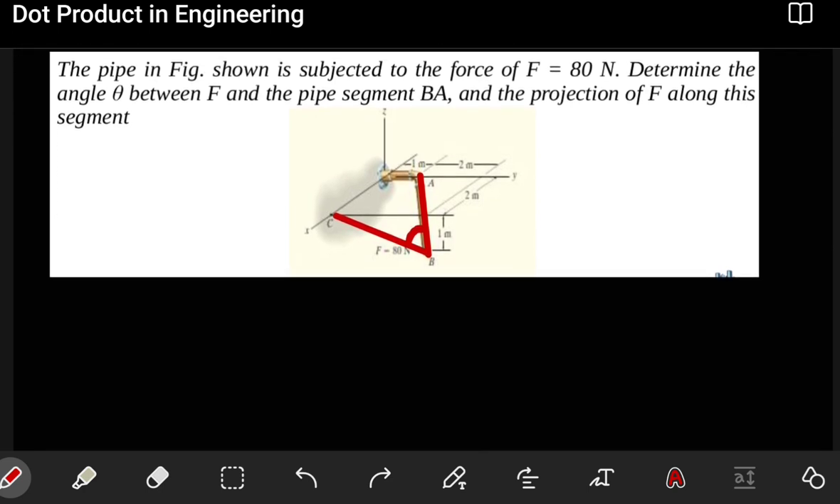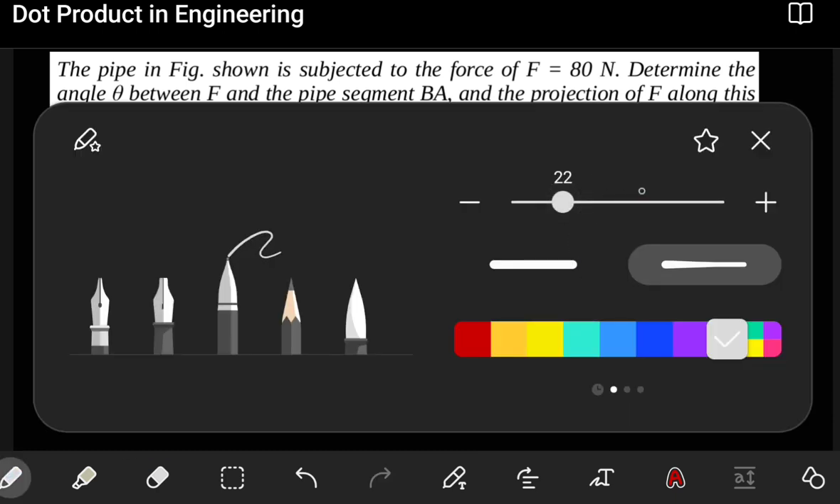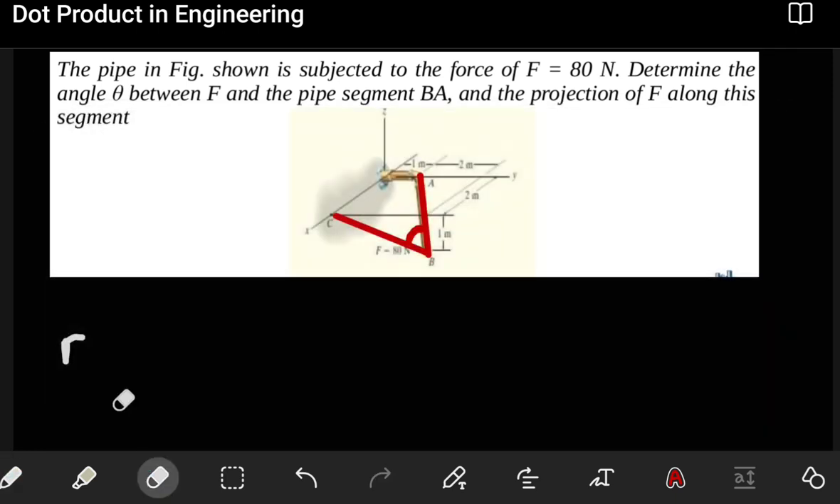So how do we do that? Well, very easy. Again, we're going to take advantage of the dot product. But to do that, what we need are two vectors. One vector has to run in the direction of the force, and the other one, we need a vector running in the direction from B to A. So let's start with a vector running in the direction of the force. So how do we get that vector?